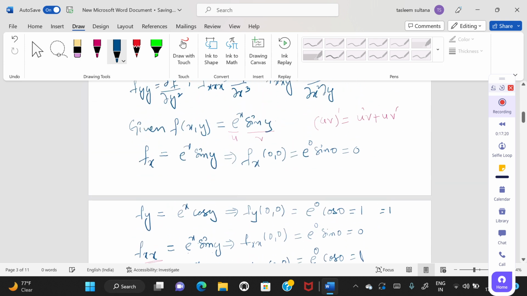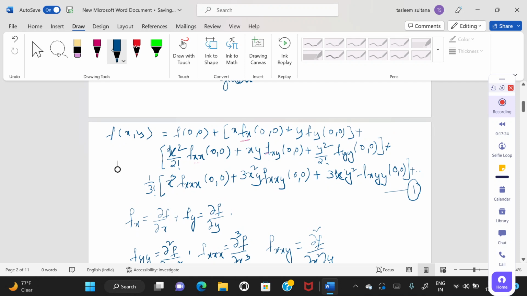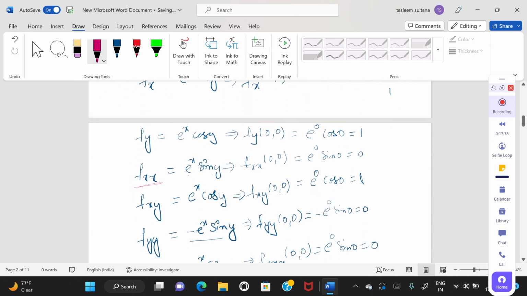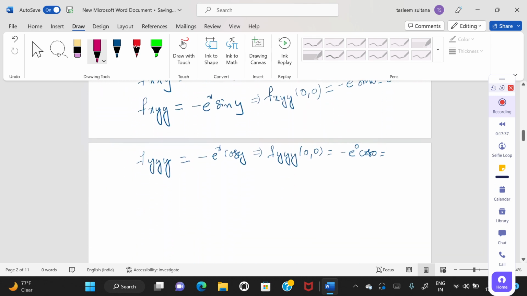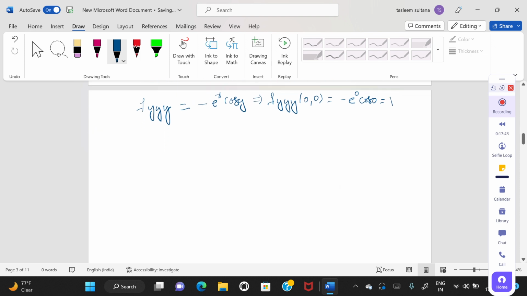Now all these values, what we are going to do, we are going to substitute in equation number 1. Here we have to substitute all these values. Now one by one you tell, Aditya, the values, because for me it's getting difficult to see up and down.